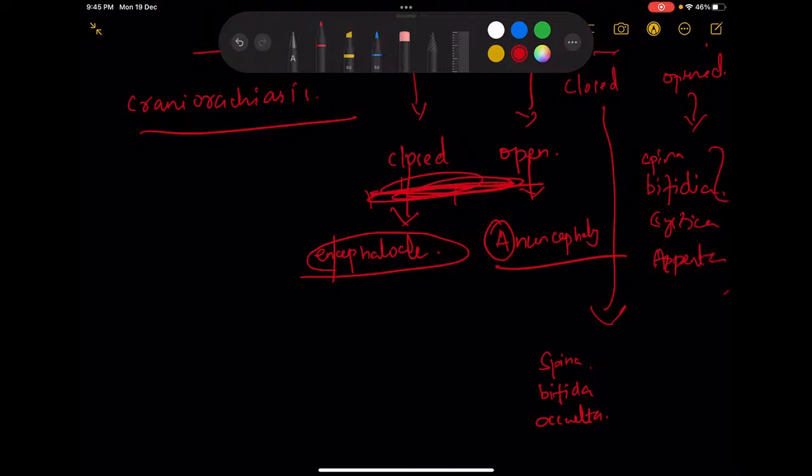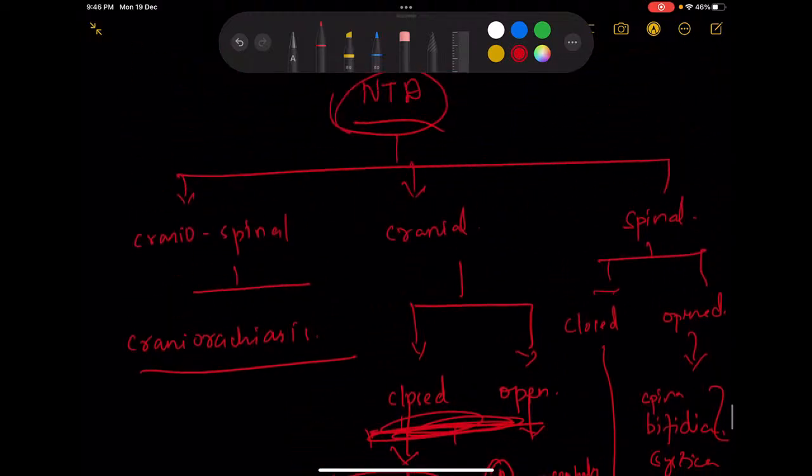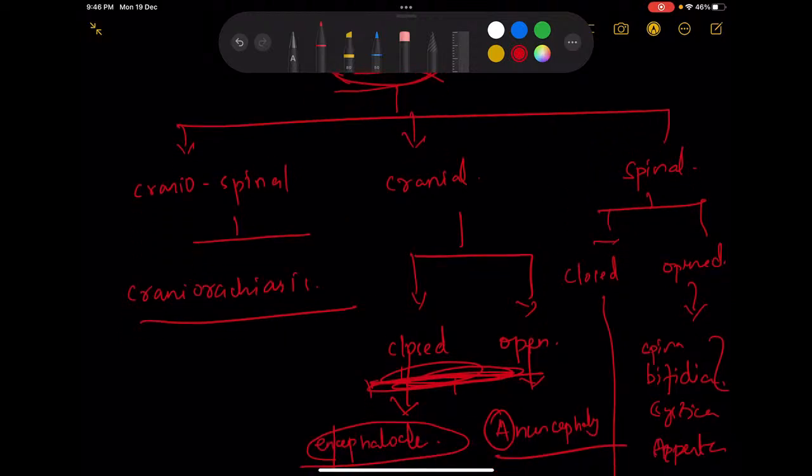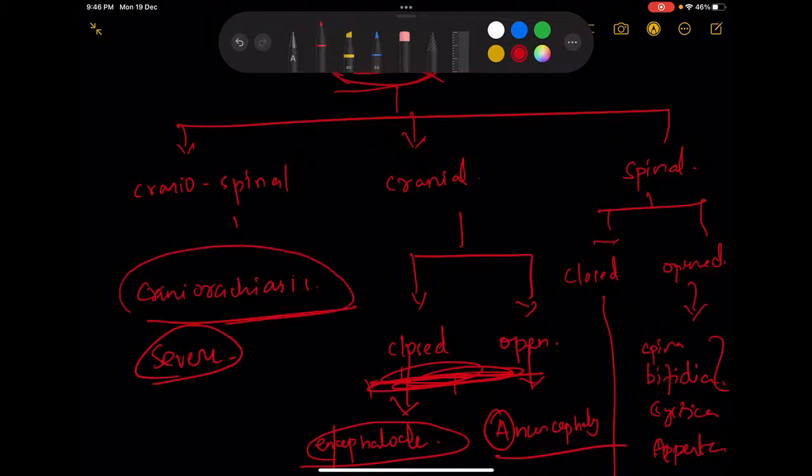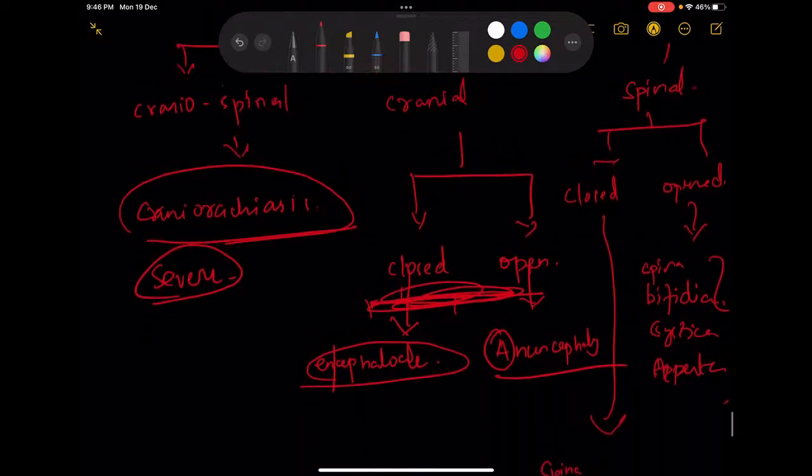So this is together. And what is craniorachischisis? Neural tube defect is divided into three types: craniospinal, cranial and spinal. Craniospinal is nothing but craniorachischisis. The entire brain and spinal cord is involved. This is the most severe form of neural tube defect, with a defect from the brain all the way to the spinal cord. It's called craniorachischisis.